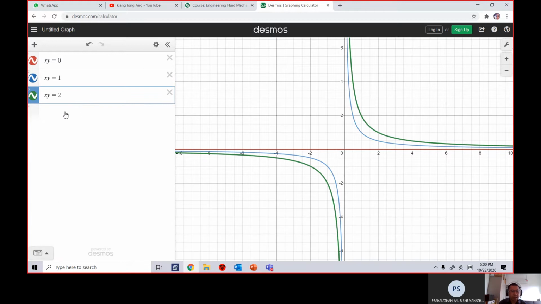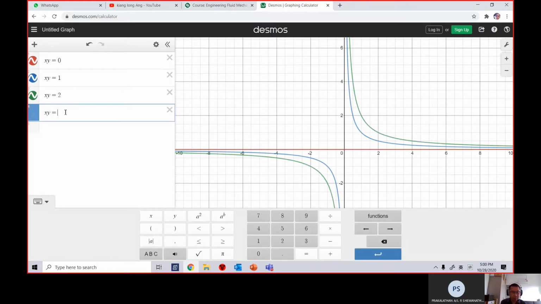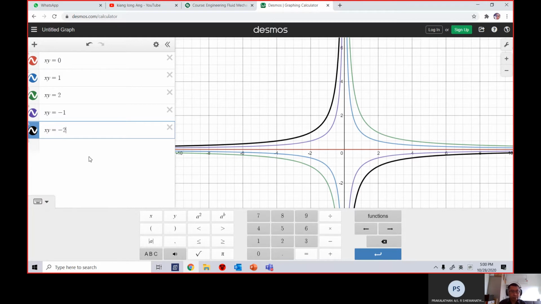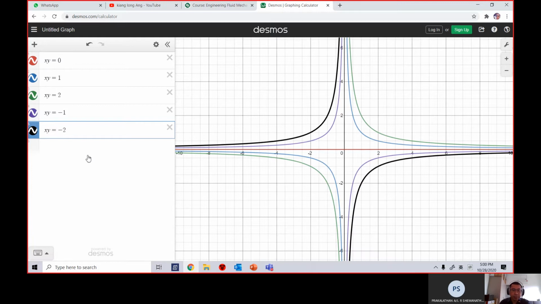So what happened to the negative value? xy equal to -1. -1 also is a constant value. So xy equal to -2. Right? So these are the shapes that you can copy into your answer sheet when it comes to the exam. Just be careful on the definition.